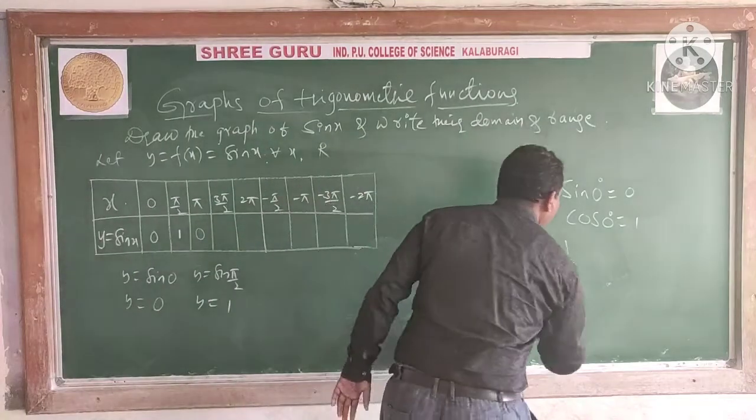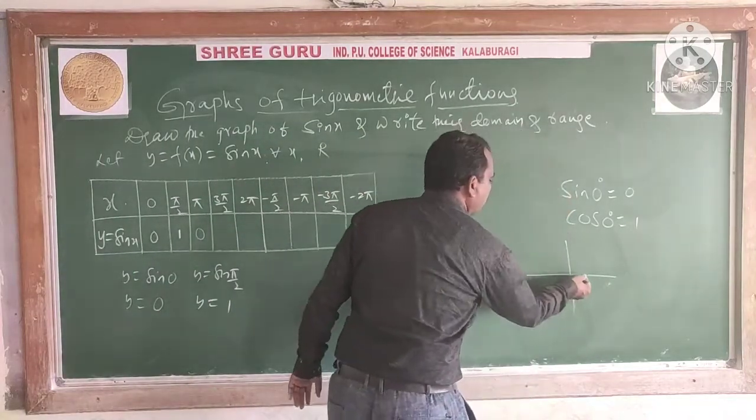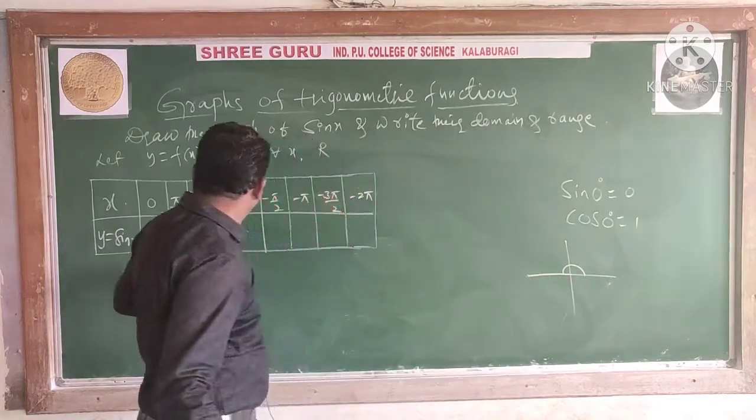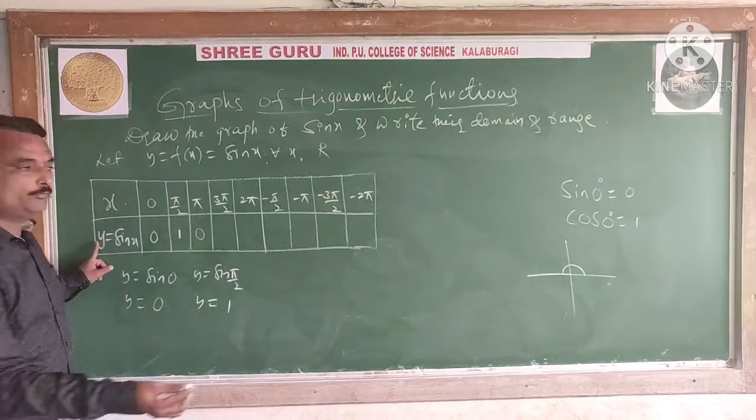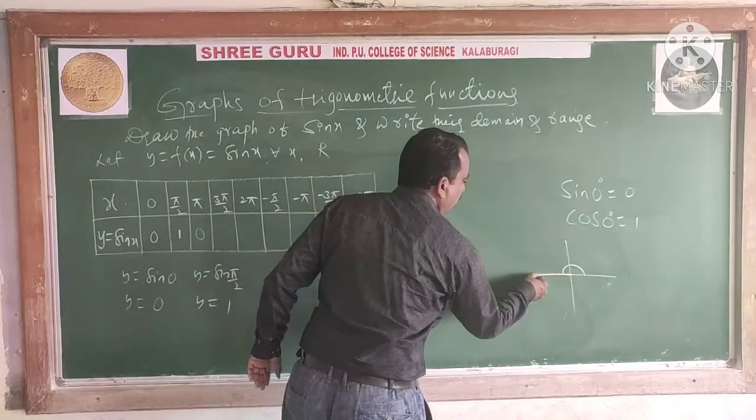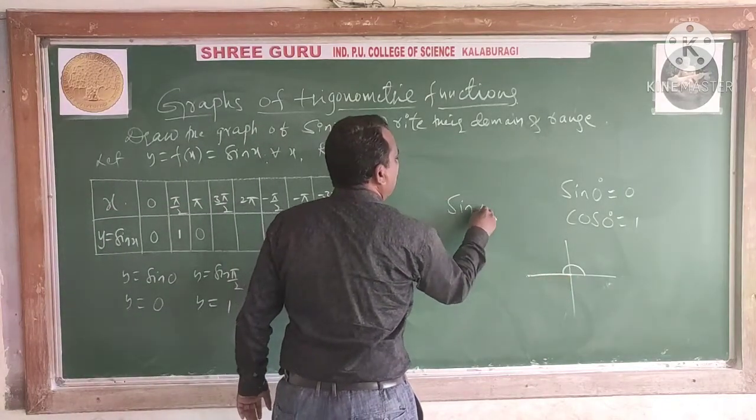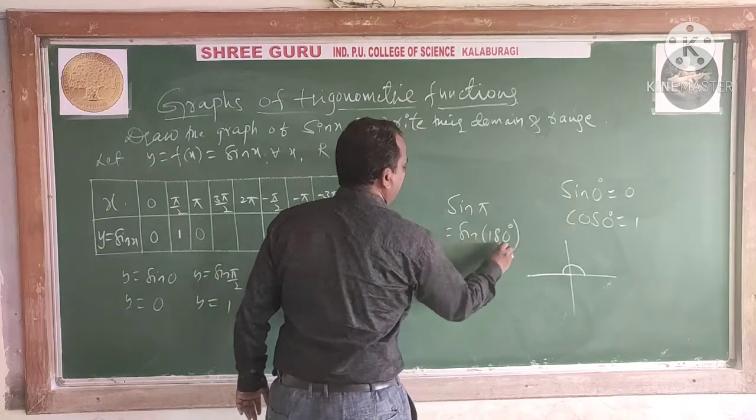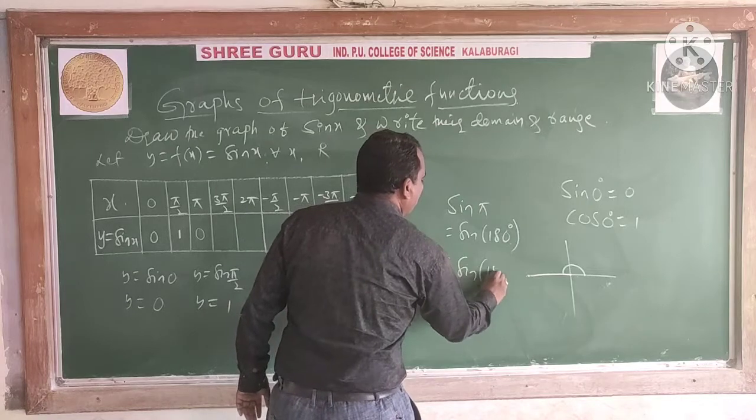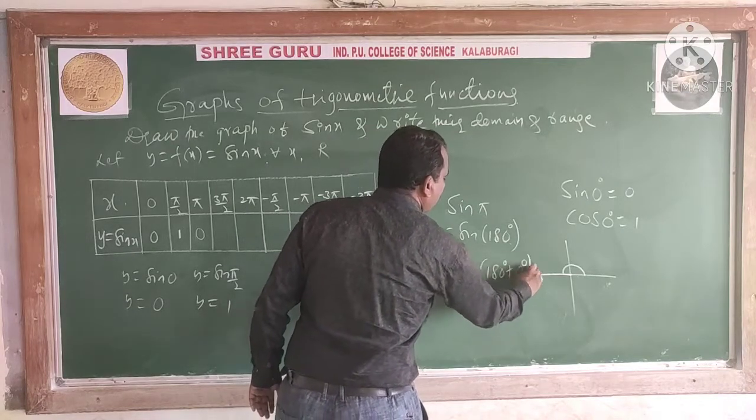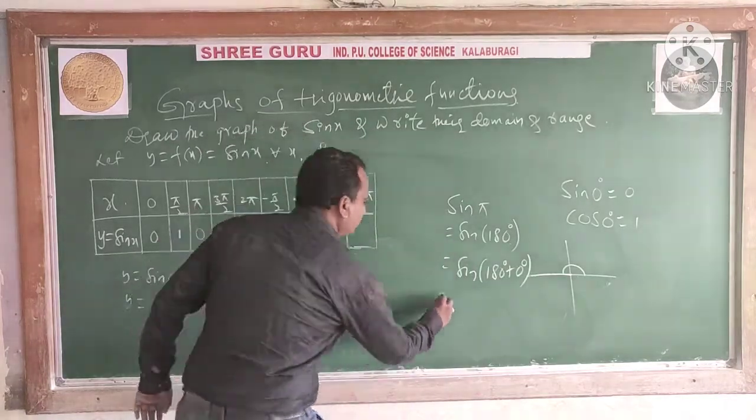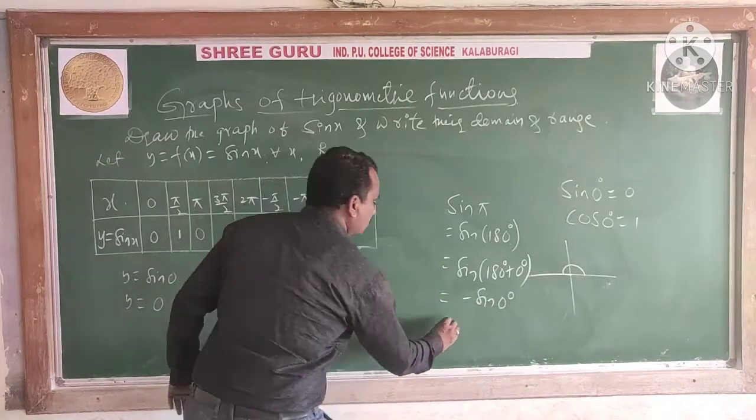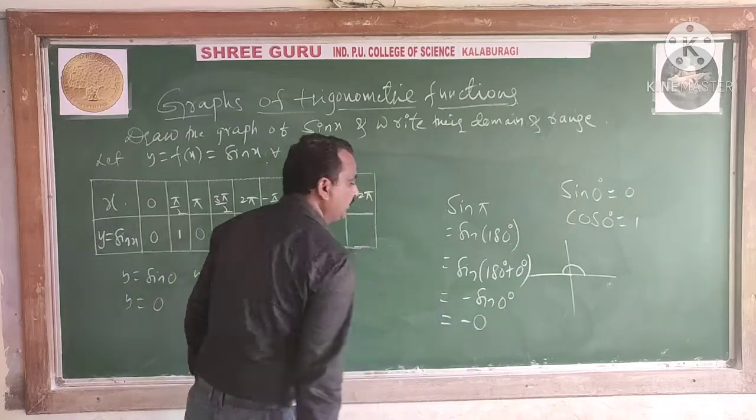Is it clear or not? See, sin pi: where does the terminal side of pi come? It is on the x-axis, where the y value becomes 0. Y value is 0. Otherwise, sin pi means sin 180 degrees. What is sin 180? Either you take plus 0 or minus 0. In the third quadrant it is negative, but sin of 0 degrees has no change. So what is the sin 0 degree? It is 0.